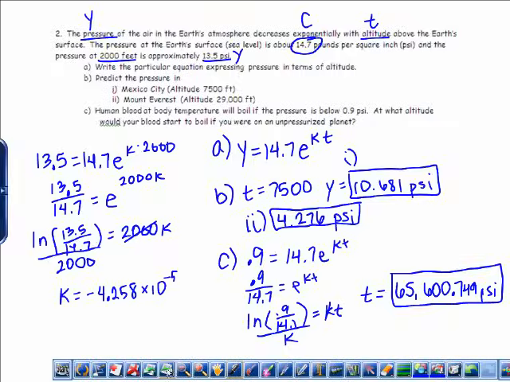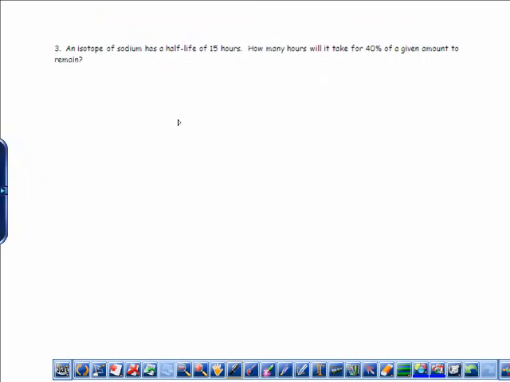Okay, let's look at the last problem we're going to do together. So this says an isotope of sodium has a half-life of 15 hours. Okay, so they're giving you T, and then they're going ahead and asking you a question. There's no step-by-step what to do. So let's first just write down the equation that we know works for all the problems. y equals C e to the power of kt.